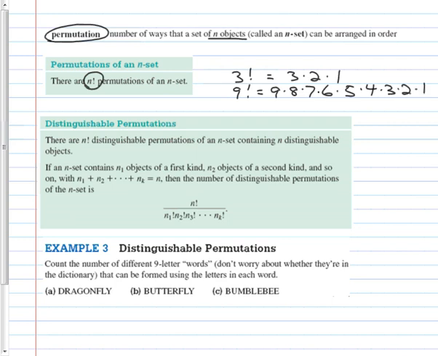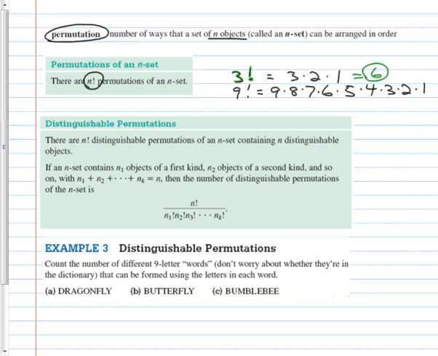So if we go back up where they ask us to take 3 distinct objects and arrange them, what was the answer to it when we did the tree diagram? 6. There were 6 different ways we could do it. Well, what is the answer to 3 times 2 times 1? 6. So it's called a permutation.